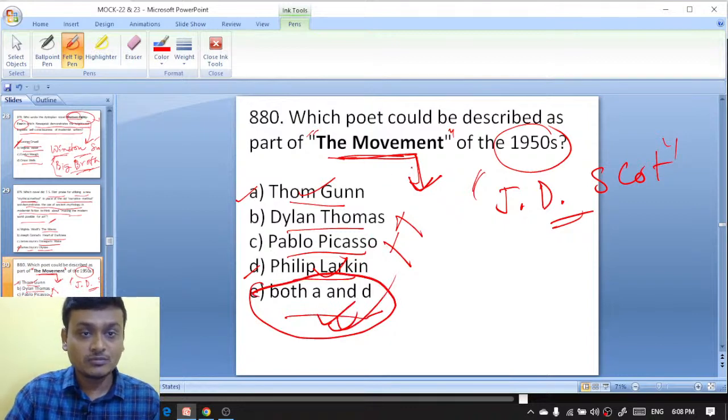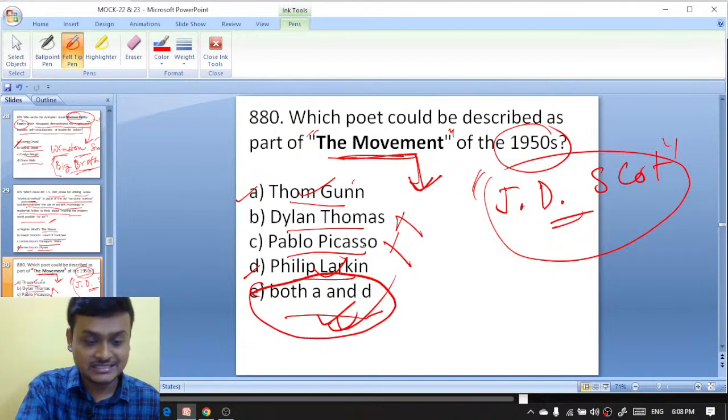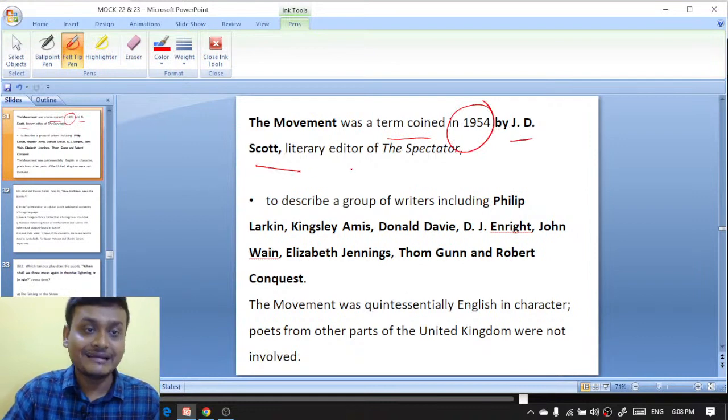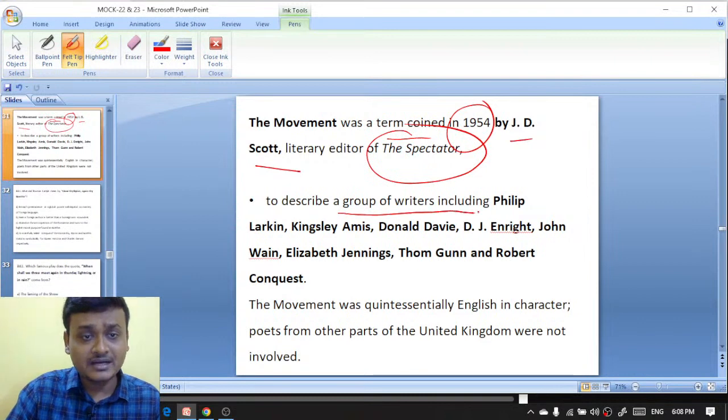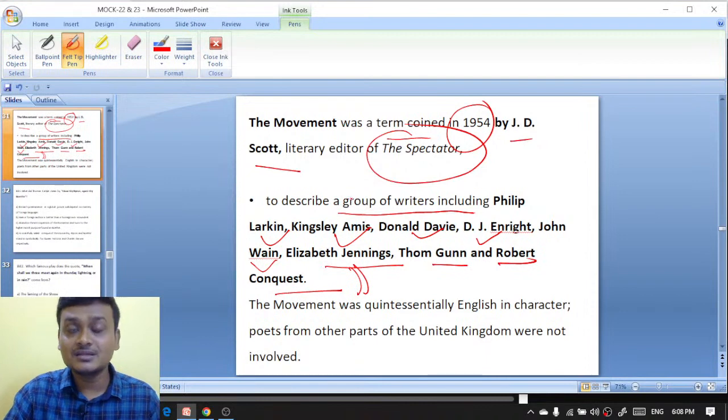The phrase the Movement was coined by J.D. Scott, and Thomas Gunn and Philip Larkin are part of the Movement poetry. Here is the explanation. The Movement was a term coined in 1954 by J.D. Scott, the literary editor of The Spectator. It was to describe a group of writers including Philip Larkin, Kingsley Amis, Donald Davie, D.J. Enright, John Wain, Elizabeth Jennings, Tom Gunn, and Robert Conquest. So they are all collectively known as the Movement poets.